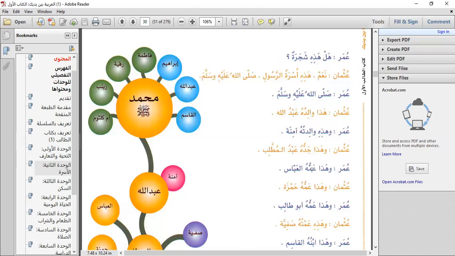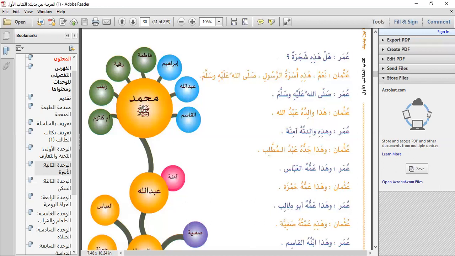Here, wa hadha amm. The word amm means paternal uncle. Now, whose? His. His paternal uncle is Abbas. Wa hadha ammuhu, this is his paternal uncle, Abbas. Wa hadha ammuhu Hamza. And here his paternal uncle, Hamza. Here are Abbas and Hamza, two paternal uncles.